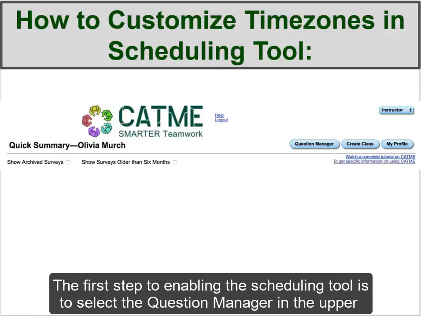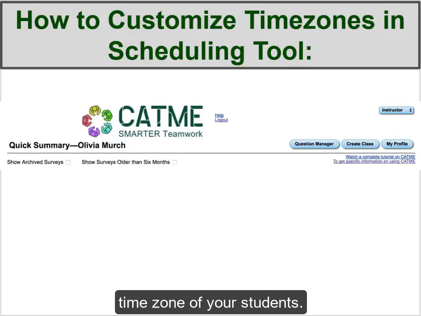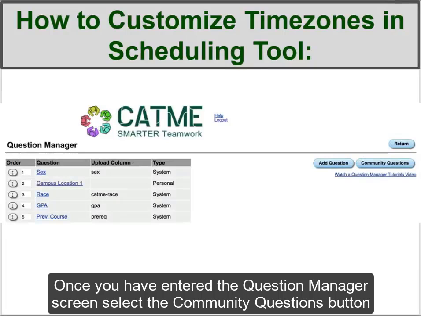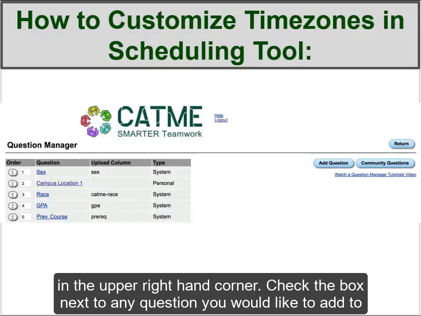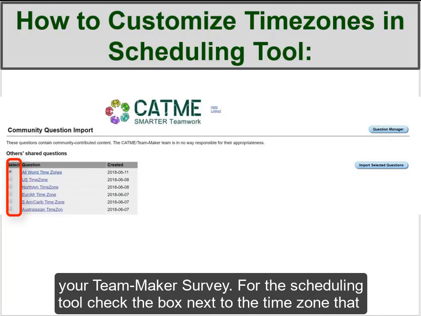The first step to enabling the scheduling tool is to select the question manager in the upper right-hand corner of your home screen. This allows you to add questions regarding the time zone of your students. Once you have entered the question manager screen, select the community questions button in the upper right-hand corner. Check the box next to any question you would like to add to your TeamMaker survey.